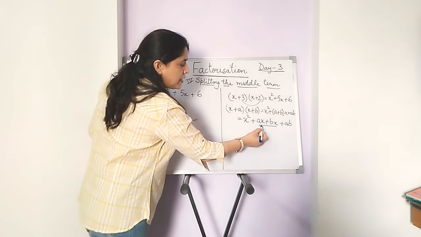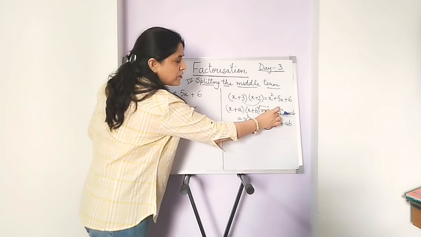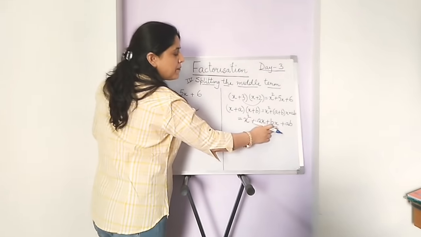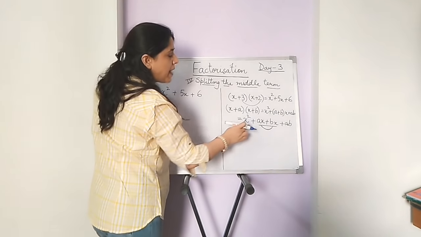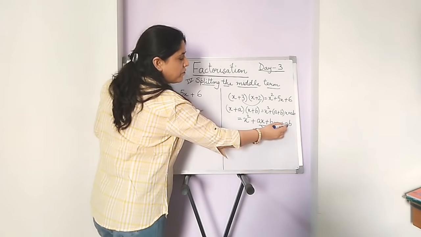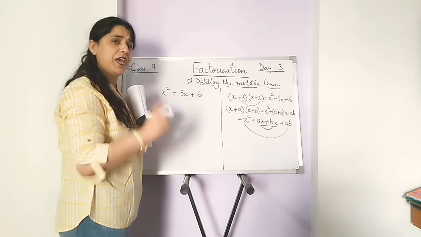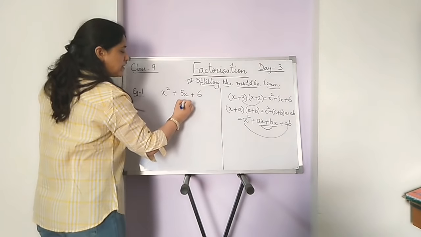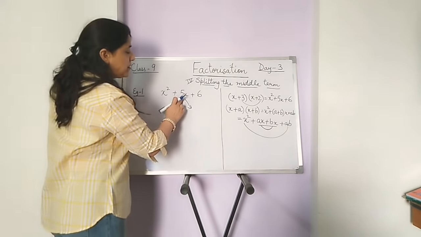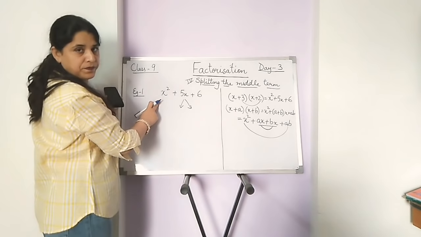Now, if you see these two terms, children, ax and bx, which we have split, the middle term is written this way, ax plus bx, and the product of this is a into b x square, which is the product of the first and the last term. We have to split this in such a way that the product is the product of the first and the last term.